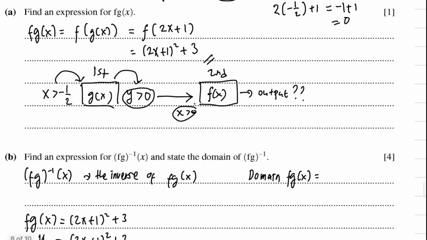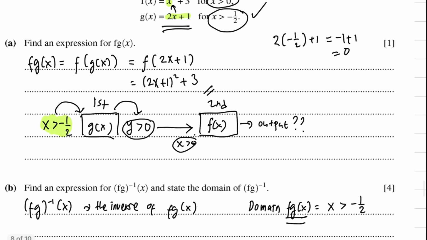But what is the domain of f(g(x))? That's the question. Well, we initially put in x bigger than minus half first, so this is the first input that we have. So the domain of f(g(x)) will be x bigger than minus half. The domain of f(g(x)) is just the domain of g(x), or the domain of the first function, as long as all of them work.